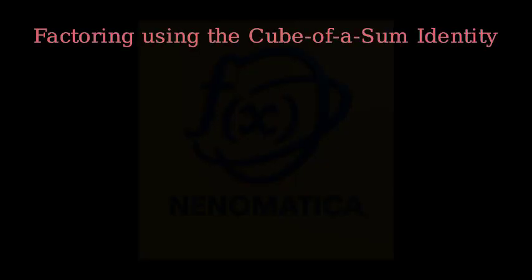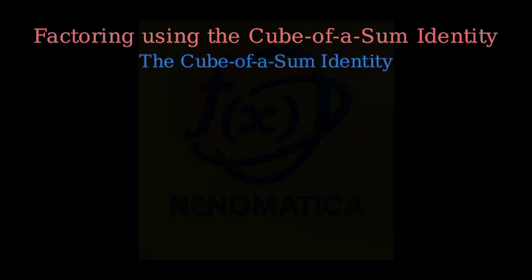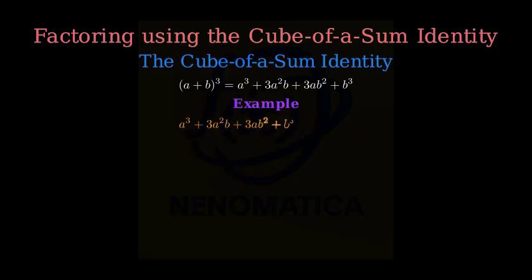Today, we're going to learn how to factor expressions using the cube of a sum identity. Let's start by understanding the cube of a sum identity. This identity states that (a + b) cubed equals a cubed plus 3a squared b plus 3ab squared plus b cubed. Now, let's look at an example where we can apply this identity to factor an expression.